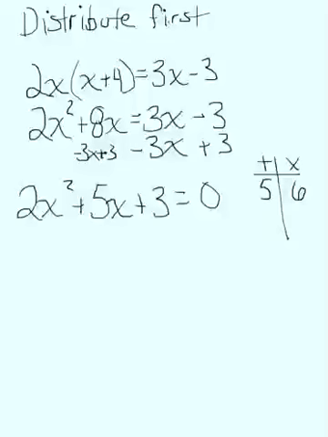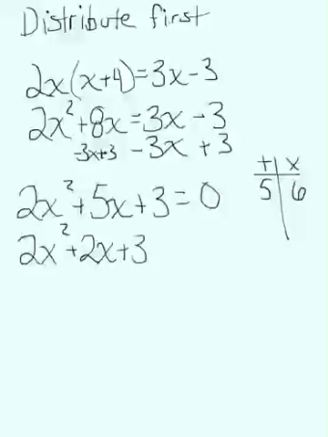What multiplies to get 6 and adds to be 5? 3 and 2. We can't use 1 and 6 in this case because there's no way to get a positive 5 and a positive 6. So you have 2x squared plus 2x plus 3x plus 3. Do we stop here and check? If the two middle terms equal the first middle term, do they? Yeah.